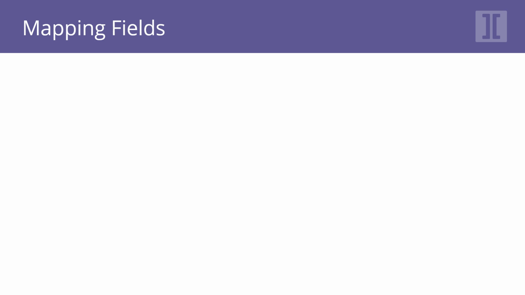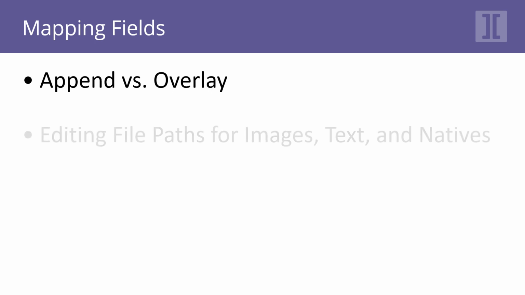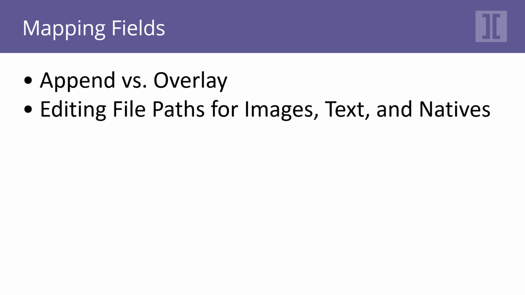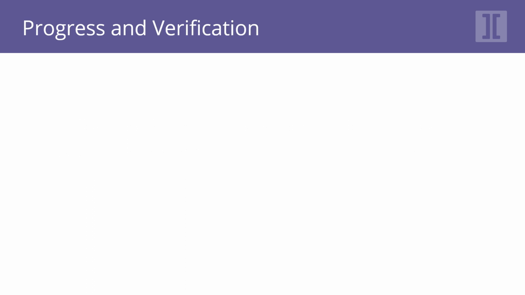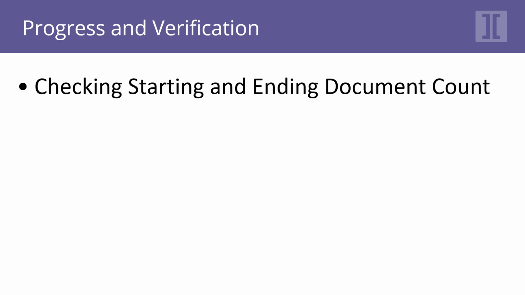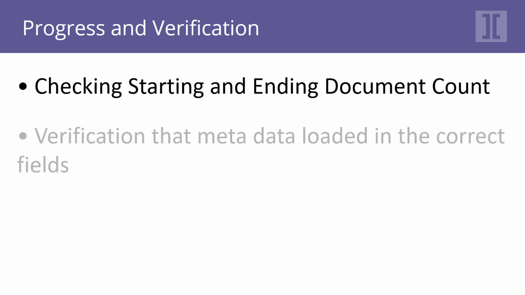Discovery Local also includes loading options such as appending to your database or overlaying information already associated with a common BegDoc or control number value, editing file paths for images, text, and natives, as well as indexing options. Once your options have been selected, you can choose to verify your selections prior to import, ensuring proper metadata field alignment. The final steps include watching the process of your upload and verifying that the proper metadata fields were mapped.